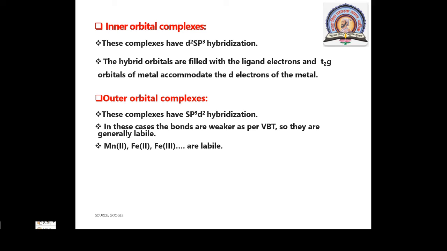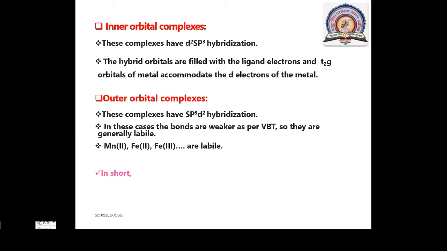Means, student, consider if your system carries d0, d1, d2 electrons, and if the hybridization of the complex is outer, that is sp3d2 hybridization, then the complexes must be labile complexes. But if your system possesses inner orbital complexes, that is d2sp3 hybridization, and the system carries 3 or more than 3 electrons, then the complex must be an inert complex.